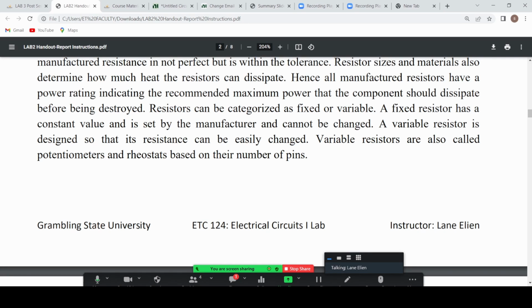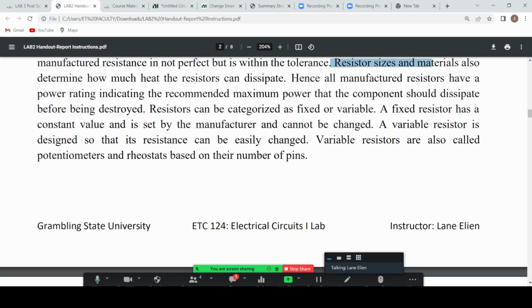Okay, resistor sizes and materials determine how much heat the resistor can dissipate. In class, we said that the cross-sectional area of the resistor affects the power dissipation, right? So resistors are designed when they are manufactured. They have a resistance, yes.